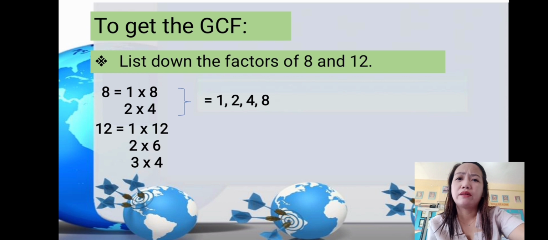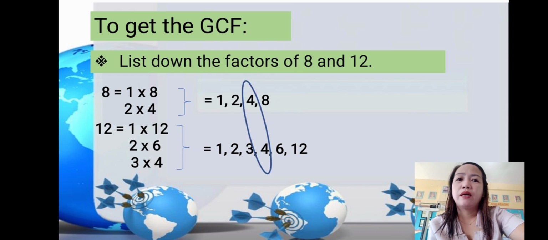The factors of 12. 1 times 12 equals 12. 2 times 6 equals 12. And 3 times 4 equals 12. And then, arrange that from least to greatest. So the factors of 12 are 1, 2, 3, 4, 6, and 12. In the factors of 8 and 12, pareha sila may 1, may 2, at 4. Pero ang pinakamalaki sa kanila na factor ay ang 4. So ang 4 ang GCF or ang greatest common factor.